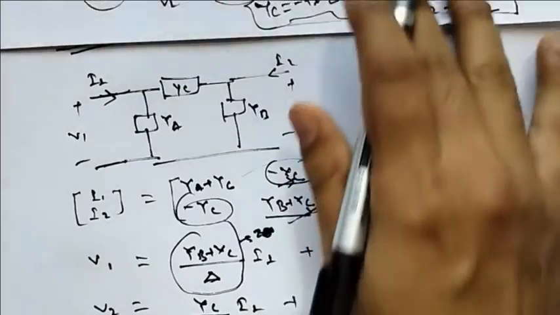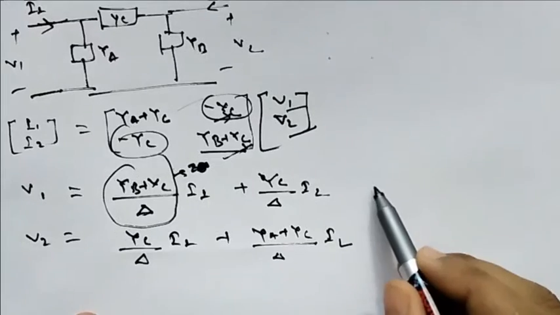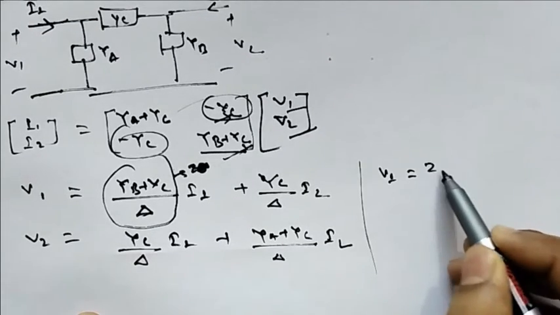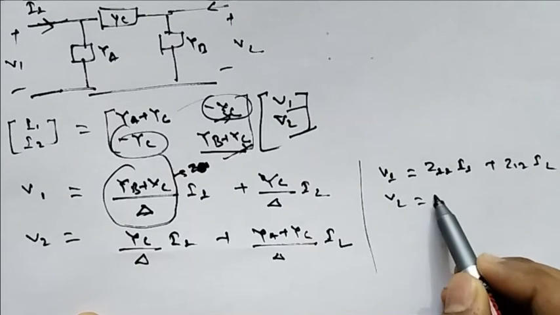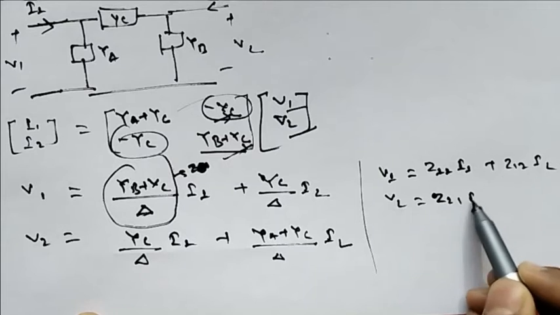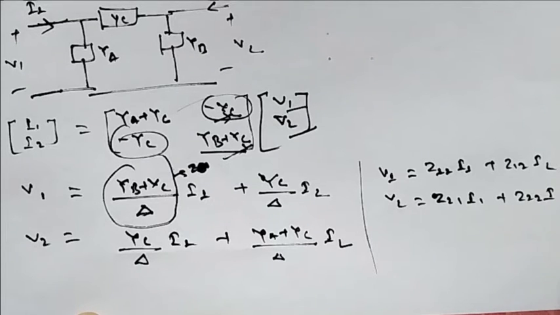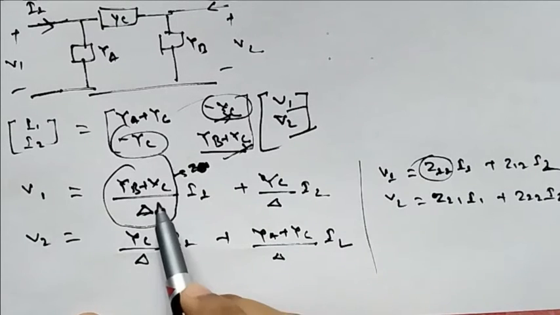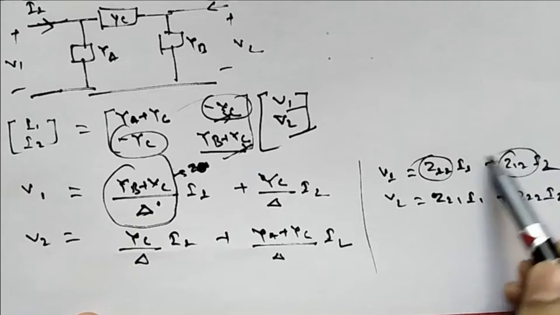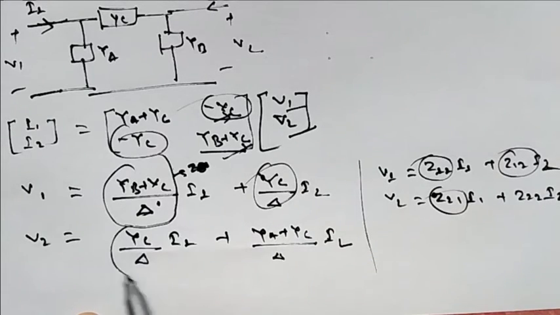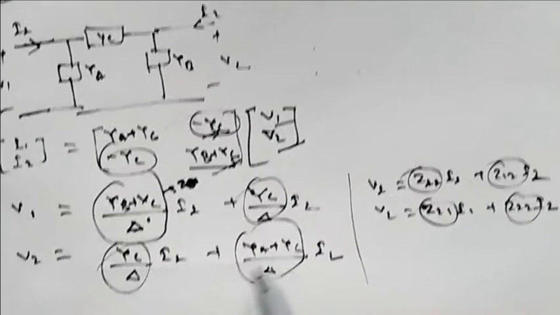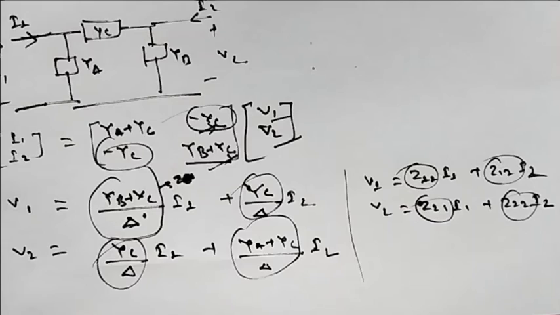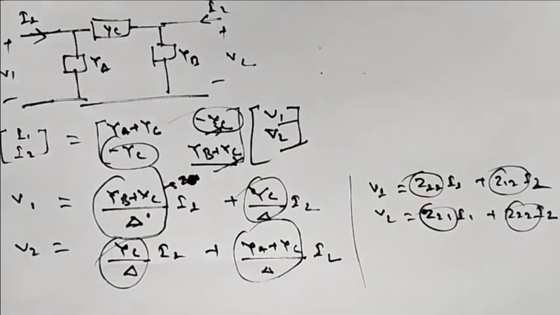Now if I compare this with the z parameter, what we have is v1 is equal to z11 I1 plus z12 I2, v2 is equal to z21 I1 plus z22 I2. Now if you compare, then z11 is equal to yb plus yc by delta, z12 is yc by delta, z21 is equal to yc by delta, and z22 is ya plus yc by delta. From here we have seen that we got this.